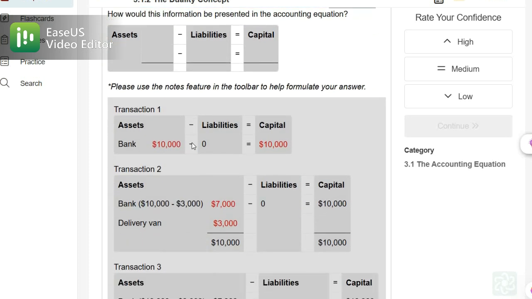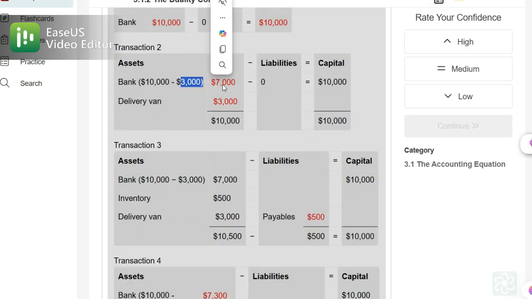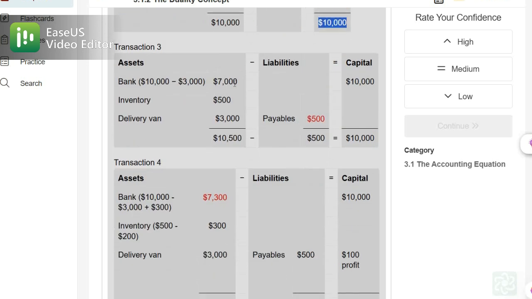So if you see here, here is the answer. First you will have a bank balance of 10,000 that was introduced. There was no liability. Capital was this amount. The second transaction was this. You purchased the van, and the remaining balance was 7,000, and this is the van. Total asset is this one, and there was no liability, and the capital is this one. After that, the bank balance is this amount. You have purchased inventory 500, and this inventory is on credit basis. You will have payable here, and the total asset will be 10,500. And if you deduct the liability 500 from this amount, then you will get 10,000.